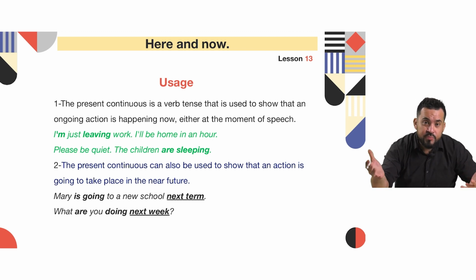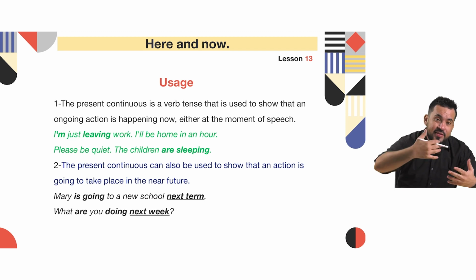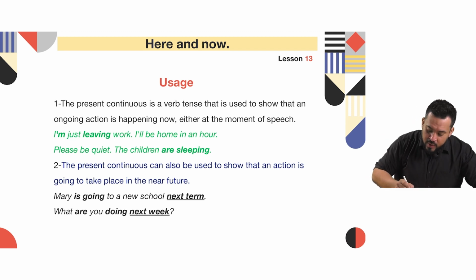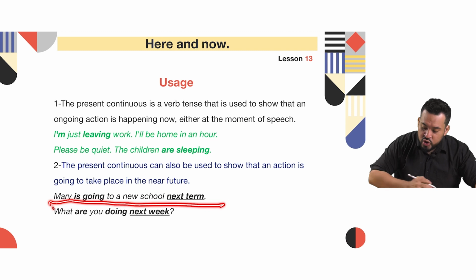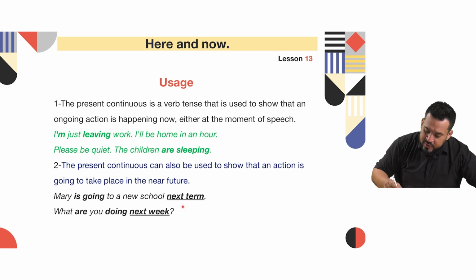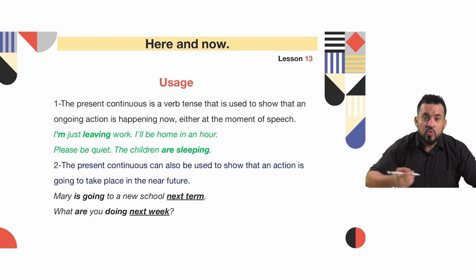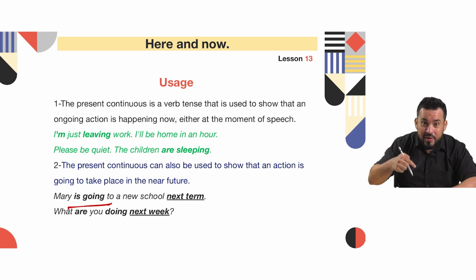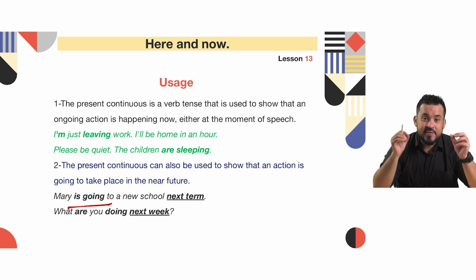We also use the present continuous if we want to talk about something that is going to happen in the near future. We use it to make arrangements. How do we do that? Let's take a look at this example. Mary is going to a new school next term. Term is a British word for semester, which is the American word. Notice here we said is going, and it's not happening now, but it's going to happen in the future. It is an arrangement. We use the present continuous for arrangement.